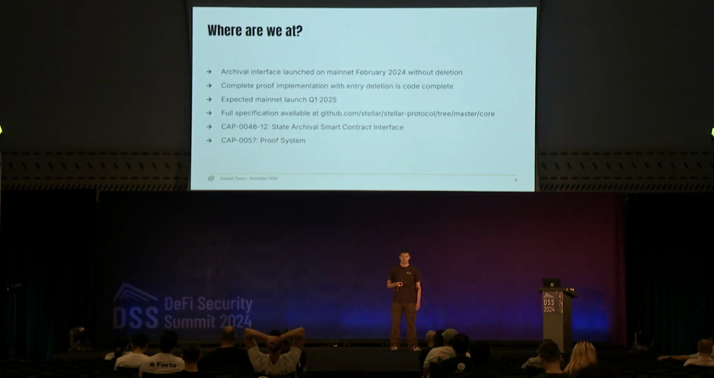So where are we at? This is not a theoretical work. We've actually implemented this. So earlier in February, we launched the interface for smart contracts on mainnet, and currently the full proof system with entry deletion is code complete and is expected to hit mainnet later in 2025.